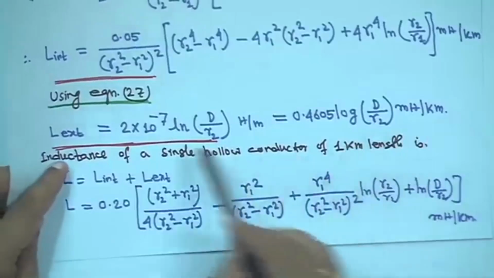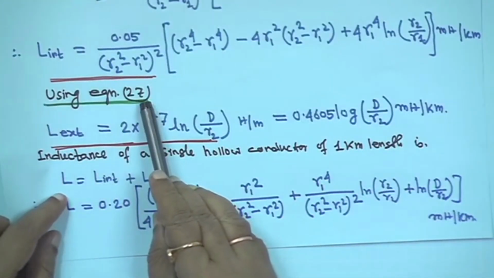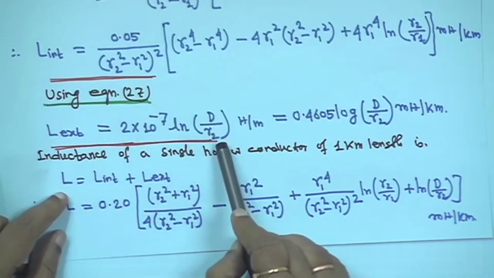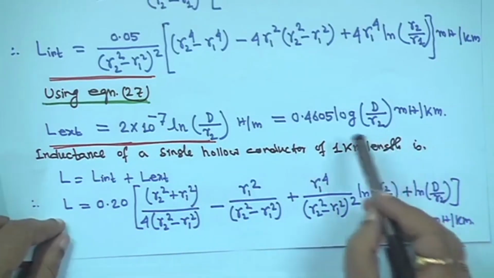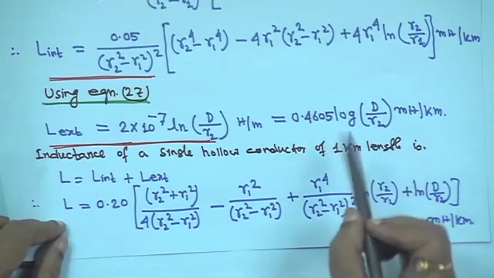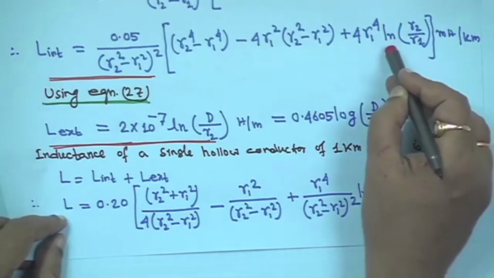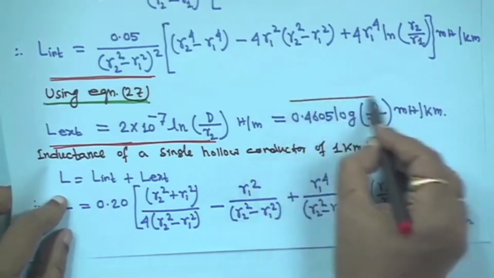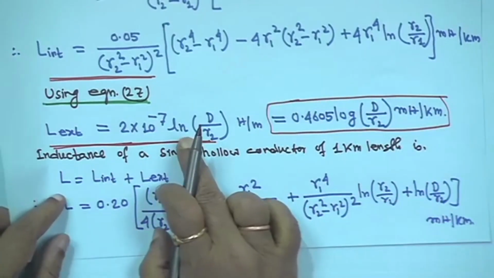So, using equation 27, we know that L external, that we have already derived in equation 27, if you go back, is 2 into 10 to the power minus 7 natural log ln (D upon r2) Henry per meter. Although I have written it is equal to 0.4605 log D upon r2, in this expression natural log is coming, we did not convert it to log. So, this portion we will not use here, only this natural log we will use.